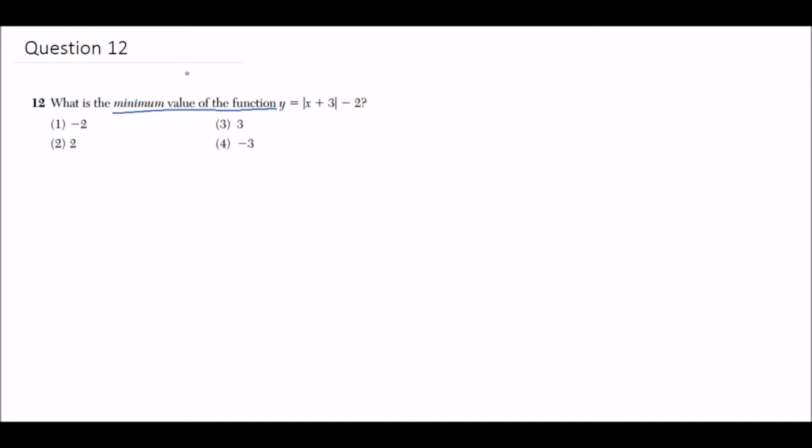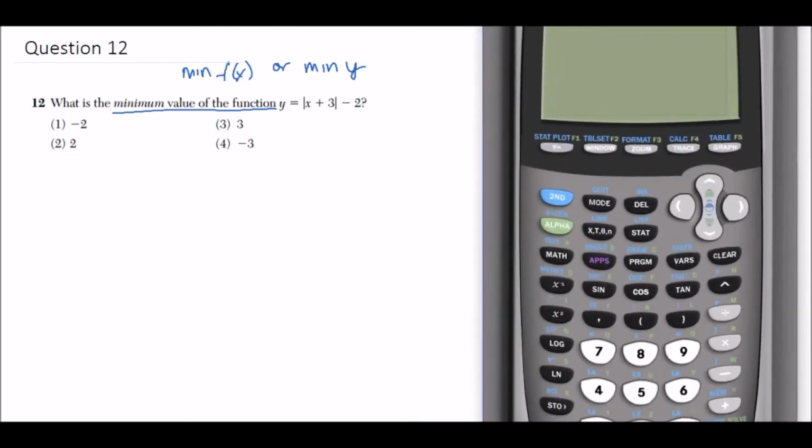First of all, we need to recognize that the minimum value of the function is the minimum value of f of x, or the minimum value of y, not the minimum value of x. There's nothing at all that's preventing me from putting any x value I want into here. I could put negative 1 million. I just get a really, really obscenely large number if I did that. So there's a couple of ways that we could do this, and the first is actually to use the calculator.